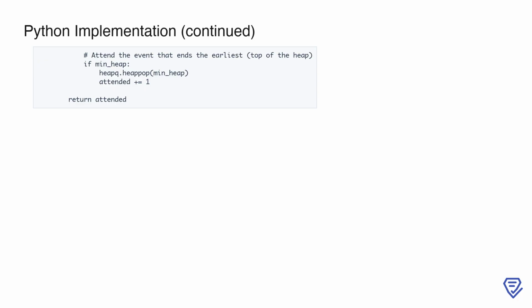Finally, after iterating over all days, we return the total number of events attended, stored in the attended variable. This approach ensures that we maximize the number of events attended by always prioritizing events that end the soonest, while efficiently managing the heap to discard invalid options. This completes the implementation of the solution.